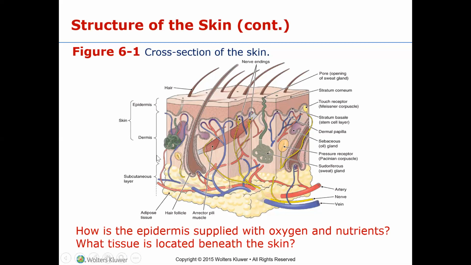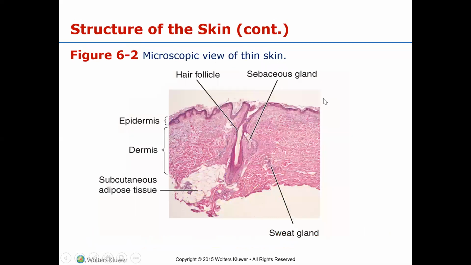Then underneath the dermis, we have the subcutaneous layer, which is composed of a lot of adipose tissue. Again, there are arteries and nerves and veins there. But if you note, up on the top layer of the epidermis, you will not see any vascularization. There aren't any blood vessels there. Okay, and then here is a microscopic view of the skin as well.